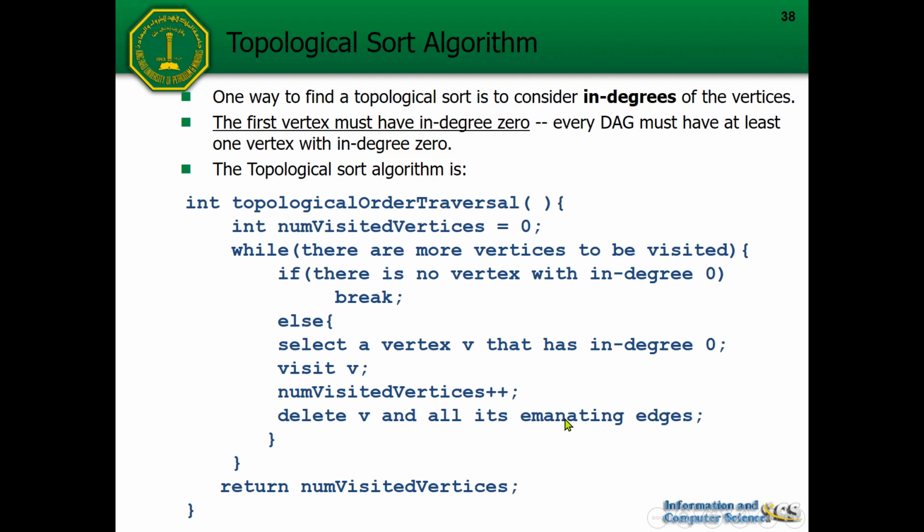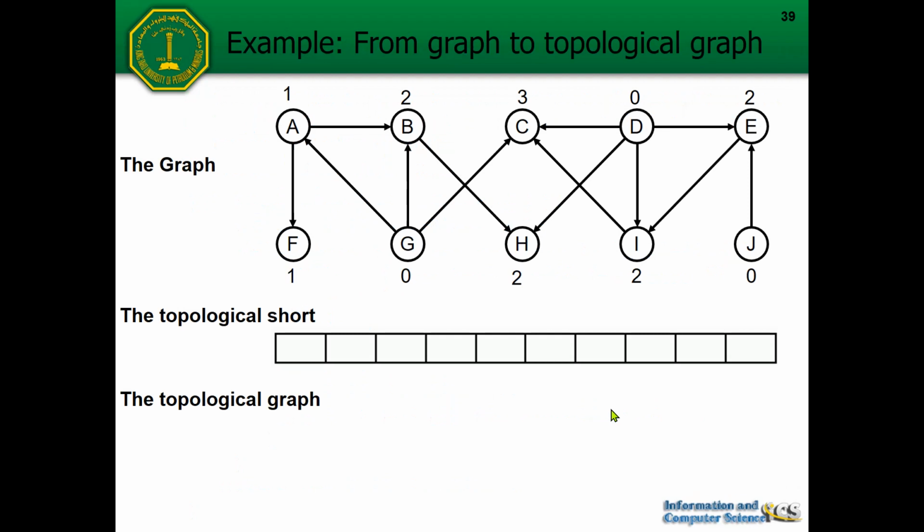Then we repeat again to find another vertex that has an in-degree of 0. Then we remove again that vertex and its emanating edges. We repeat this step until the last vertex. Then we will get that output. To make it simple, let's look at this example. This will be the input graph. This is the DAG. You can check whether it is a DAG or not.